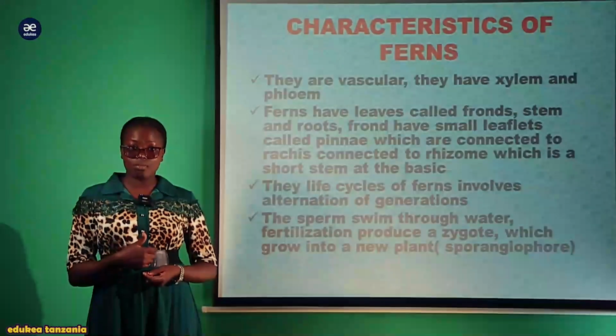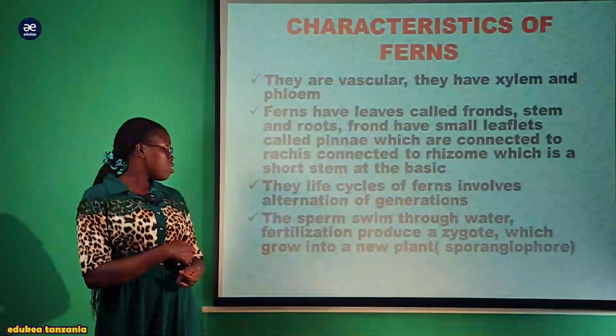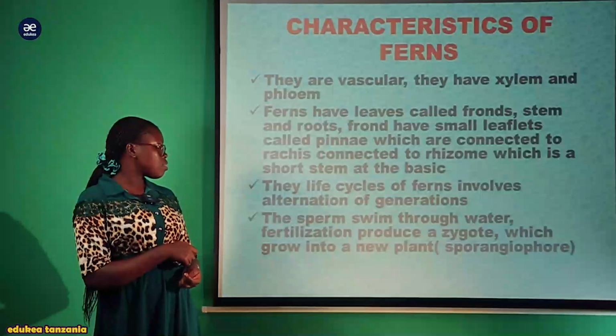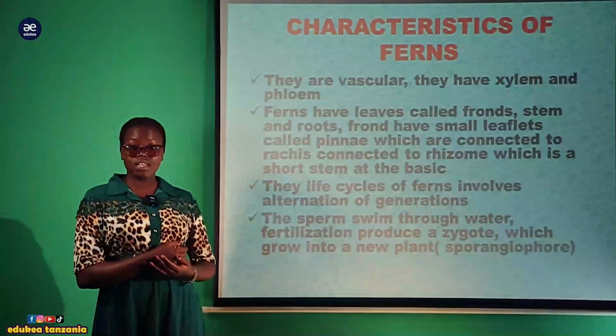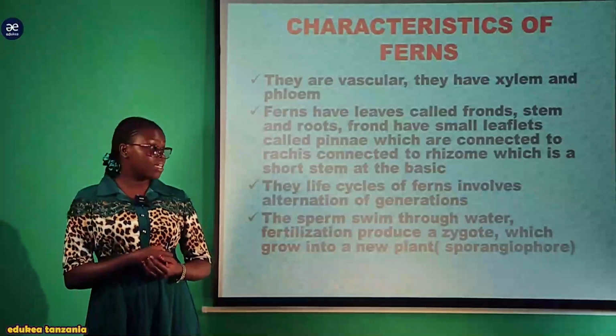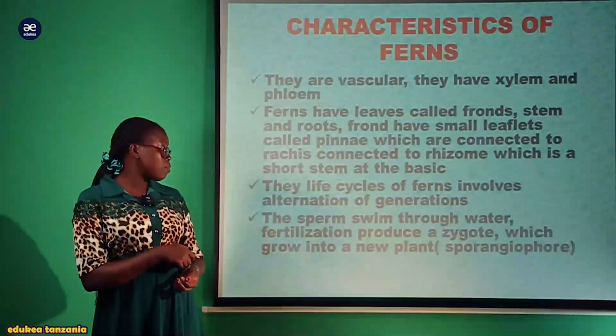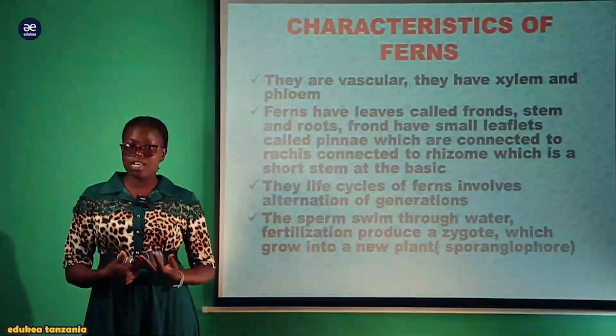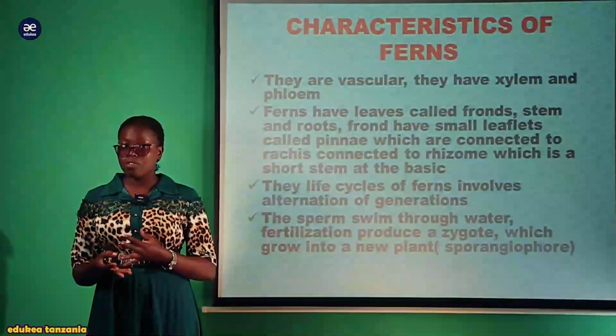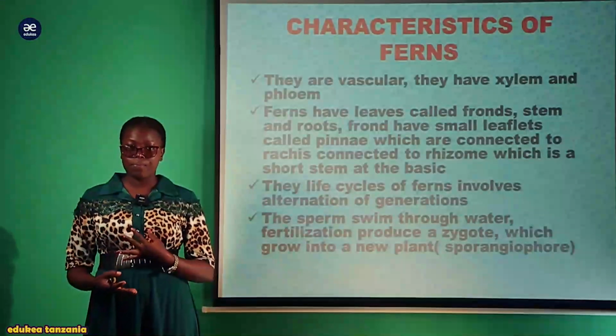Within their leaves, there is this reproductive structure. This is known as the pinnae, which are connected to the branches connected to the rhizome. Rhizome, this is like the roots of this fern plant, which is a short stem at the base. And the life cycle of the fern involves alternation of generations, as you already see that there's alternation of the life cycle between the sexual and the asexual phase.